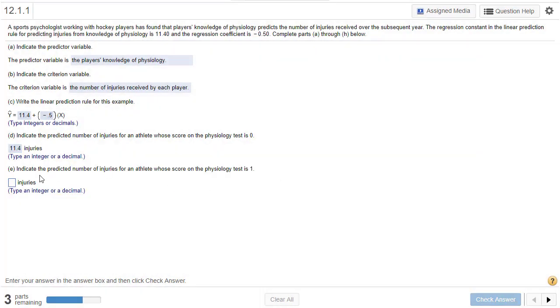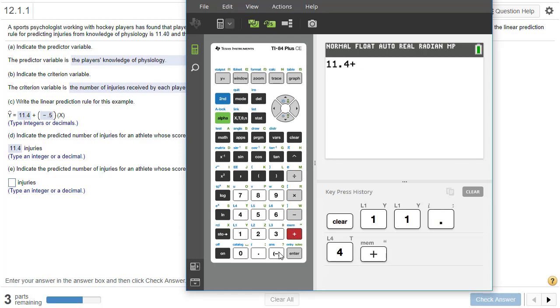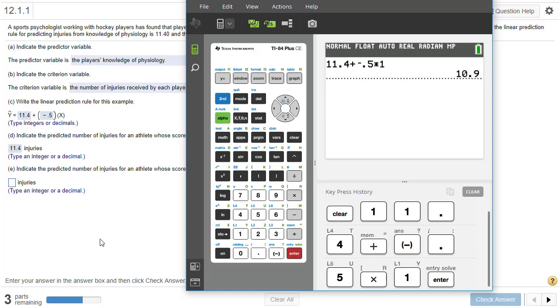Now indicate the predicted number of injuries for an athlete whose score on the physiology test is 1. Okay, so 11.4 plus negative 0.5 times 1. I know this one you can do in your head, but let's go ahead and show you on the calculator. So we're just doing 11.4 plus negative 0.5 times 1, and we get 10.9.